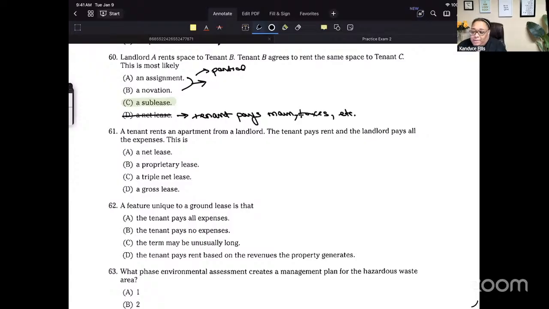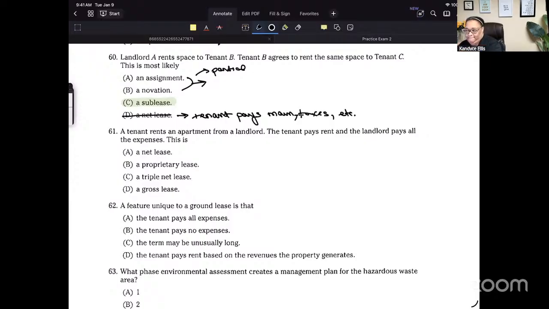Hey, Uncle Ray. When I'm teaching students, what is the difference between an assignment and a novation? What's an easy way for students to understand the difference between an assignment of a lease or a novation of a lease versus a sublease?